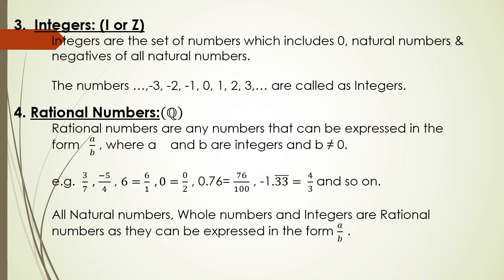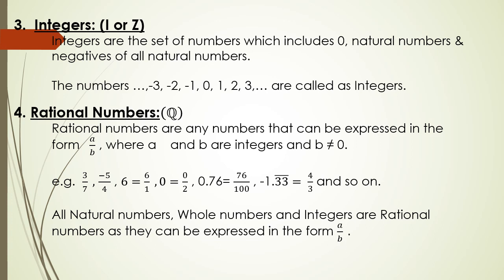Some examples of rational numbers can be given as follows. 3 upon 7. Here numerator 3 as well as denominator 7 both are integers. Next one, minus 5 upon 4. Here minus 5 as well as 4 both are integers, and very important thing is denominator is non-zero.